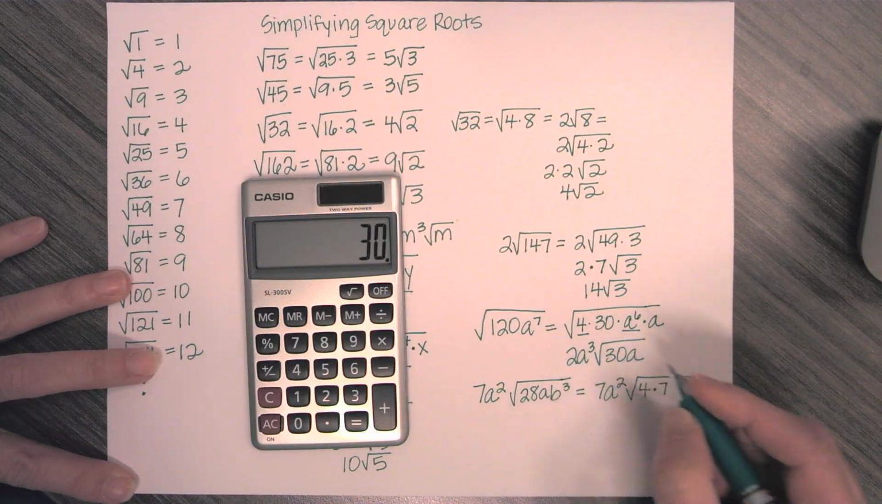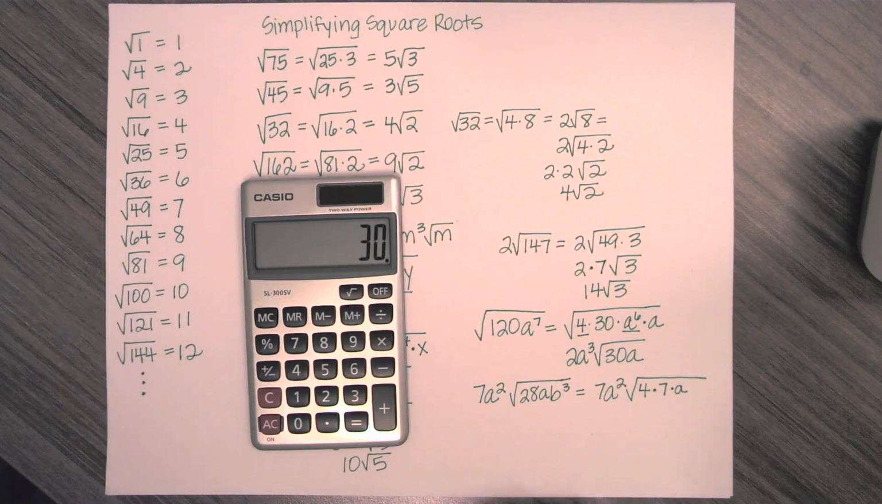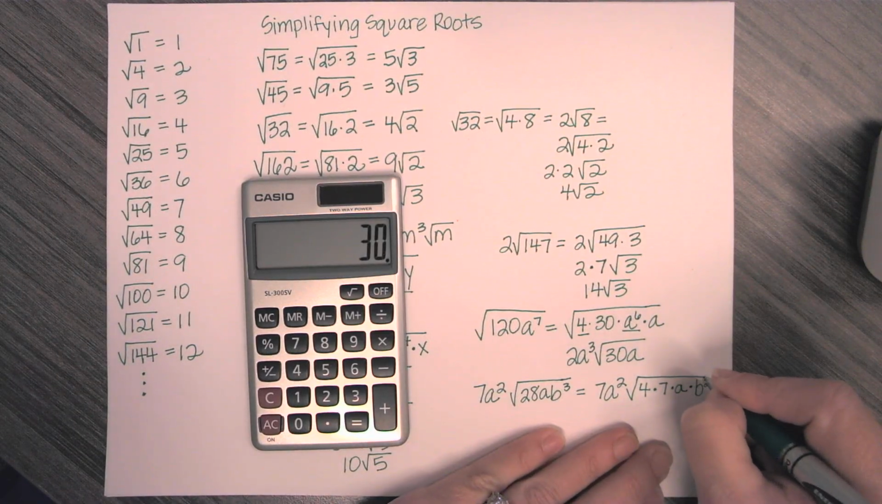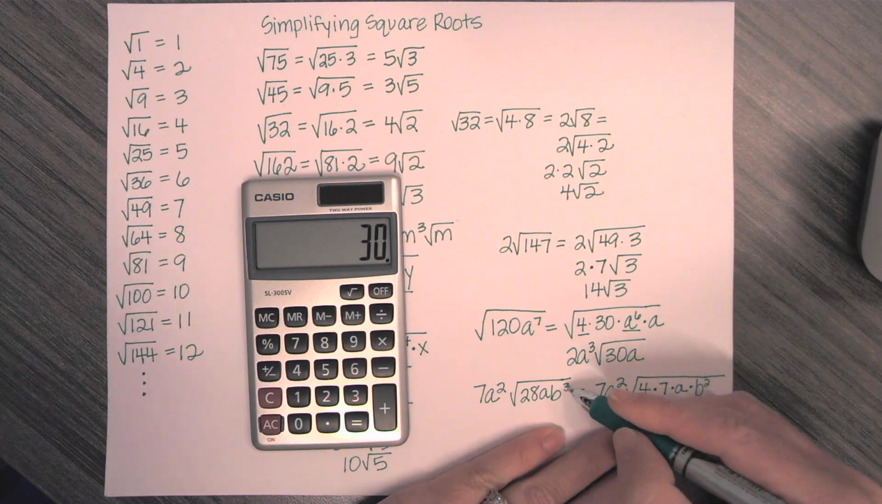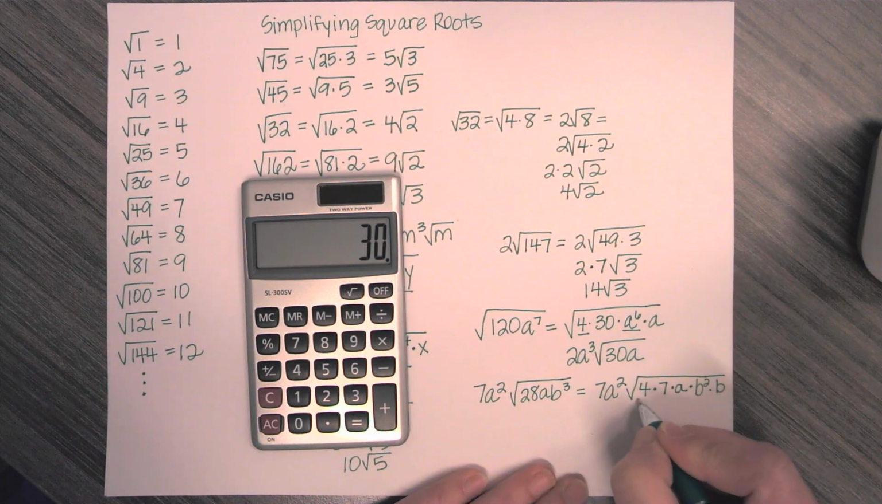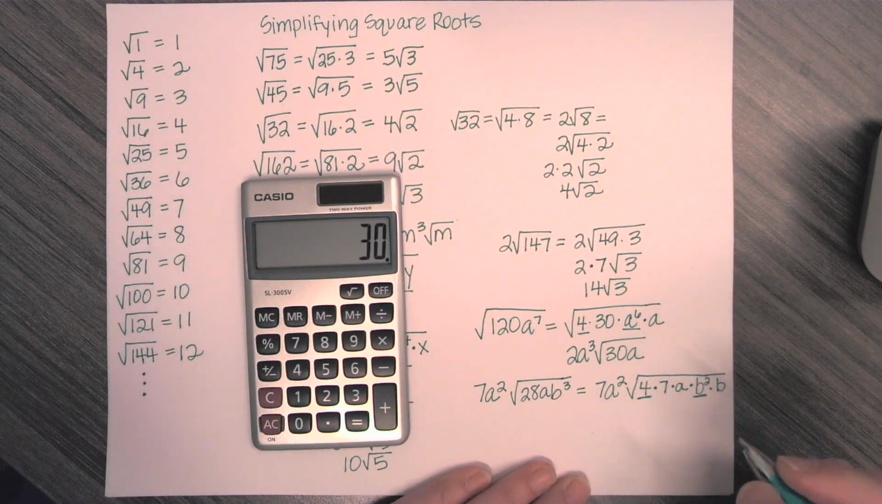A is a to the 1st. There's no perfect square I can get out of that. B cubed, let's see, b squared would be the largest even power less than 3, and that would leave 1 left over. So I've got a 4 I can take the square root of, and a b squared I can take the square root of.